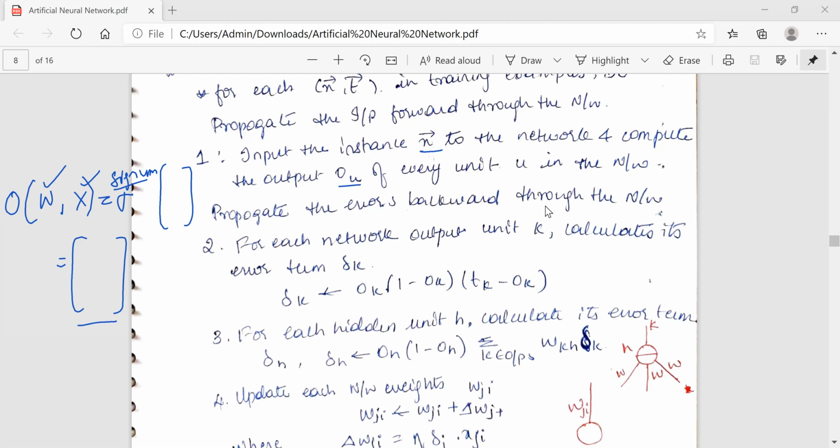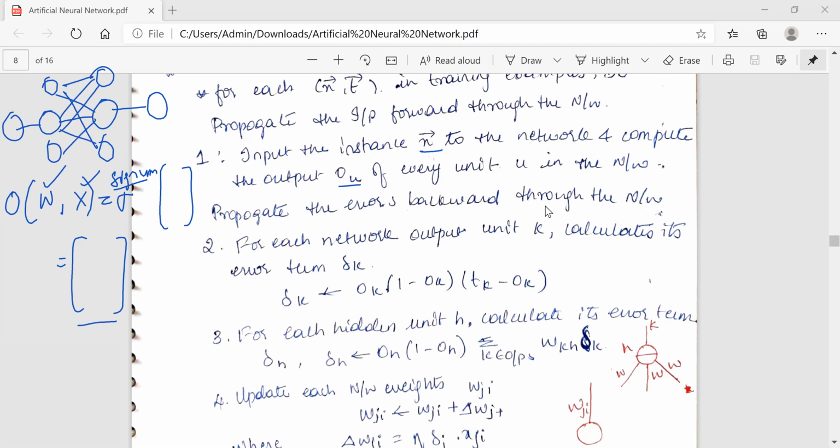Propagate the error backwards through the network. So we also know how we propagate from the output to the input. Yes, back propagation, the way in which we did the back propagation algorithm, we just saw that, right? So it's a similar idea.